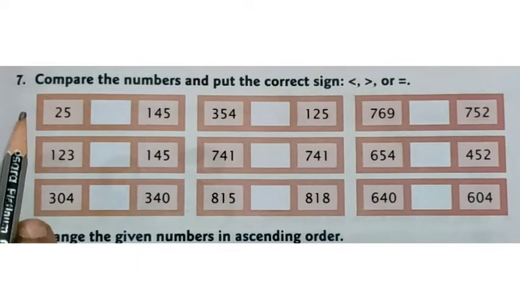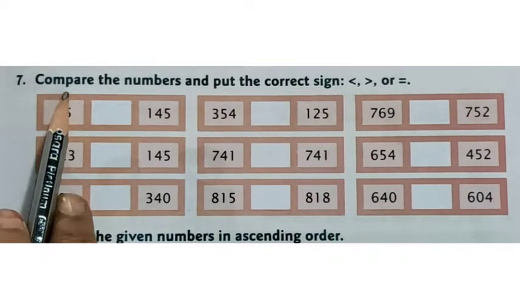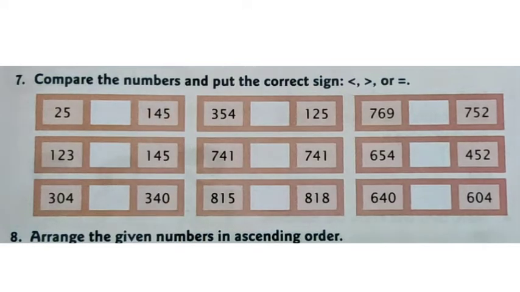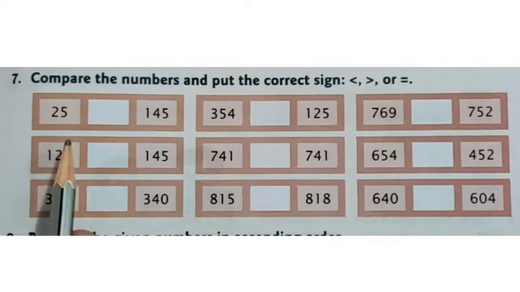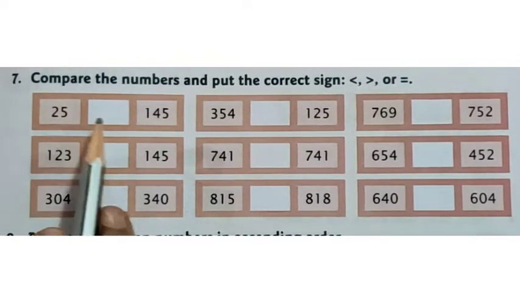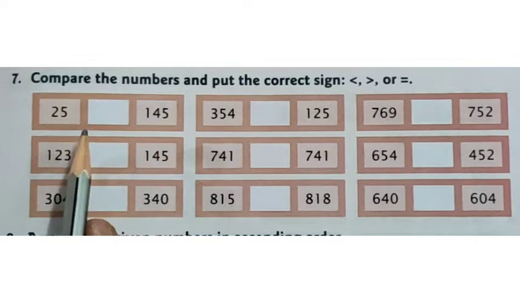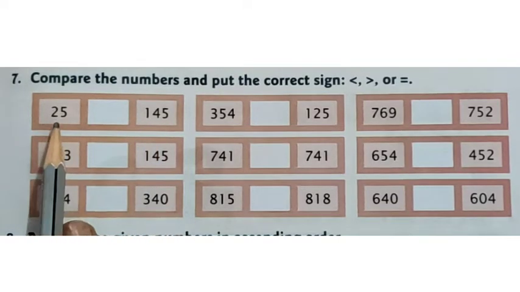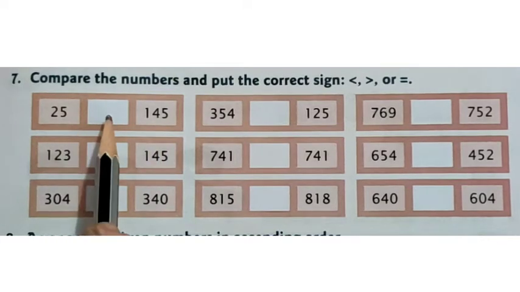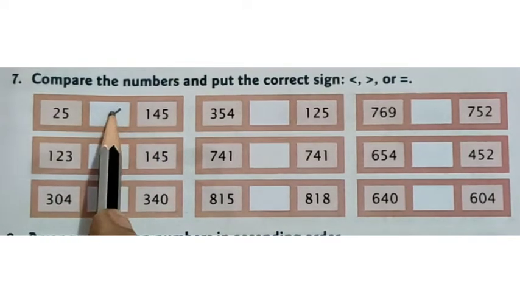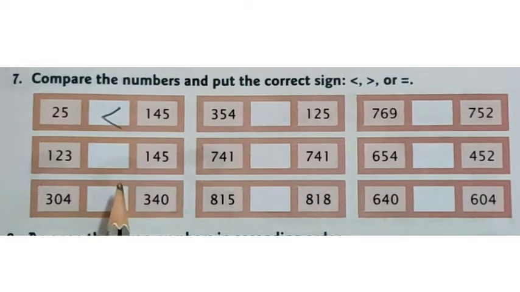Now let's move to the seventh question. Here we have the heading, compare the numbers and put the correct sign, that is less than, greater than or equal to sign. Now here the first number, here it is 25 and 145. We have to compare these two numbers. Here 25 is a 2-digit number, 145 is a 3-digit number. 2-digit number is less than the 3-digit number, so write down less than symbol.